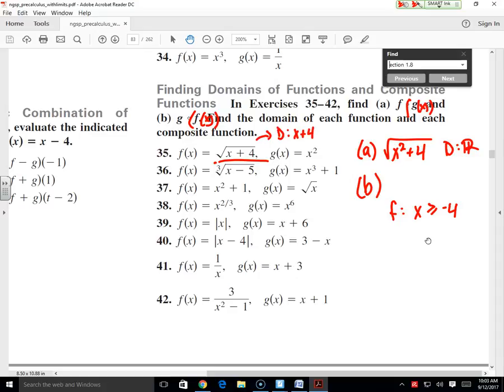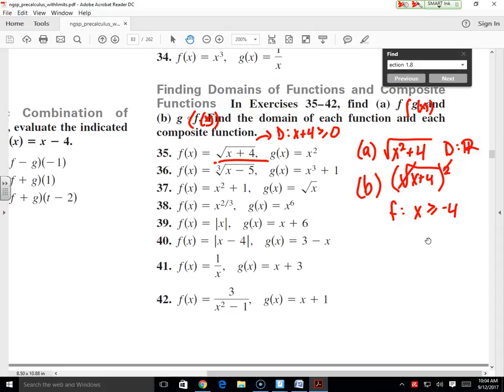X plus 4 has to be greater than or equal to 0, because we always start with X goes into F. But this has to be true for that to work. So I move the 4. X has to be greater than or equal to negative 4 because of F. And then what do I do with F? Where does he go? Into G. So then I go ahead and put the little square root. What happens when you square a square root?